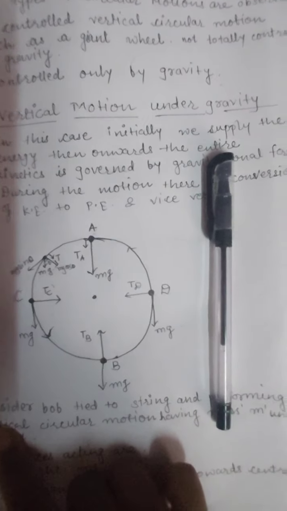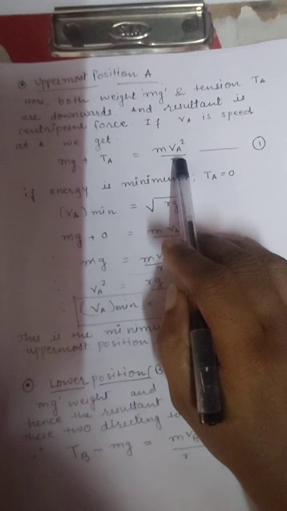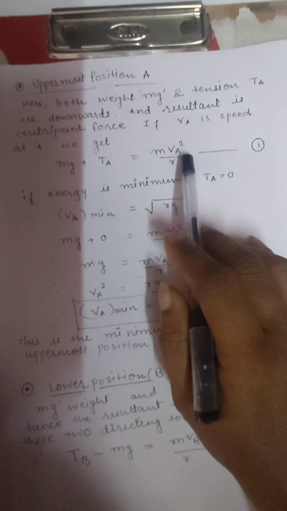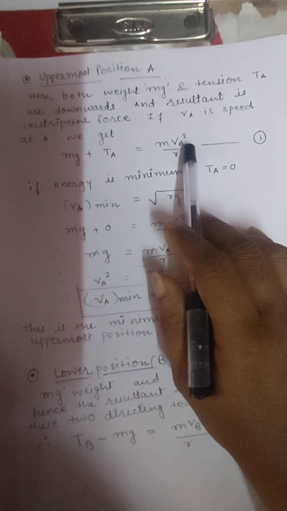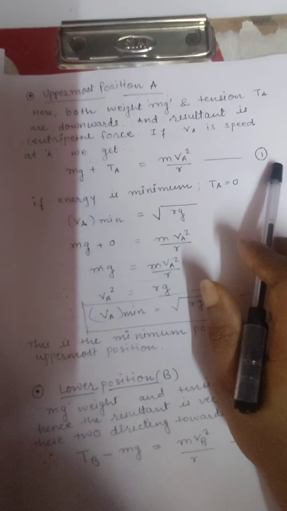So at the highest and the lowest positions, we get two equations. Which are these two equations? See here: mg plus TA is equal to mva square upon r, where Va is the speed at the uppermost position, at the point A. We'll call this equation number 1.